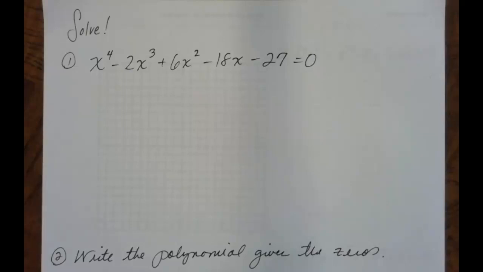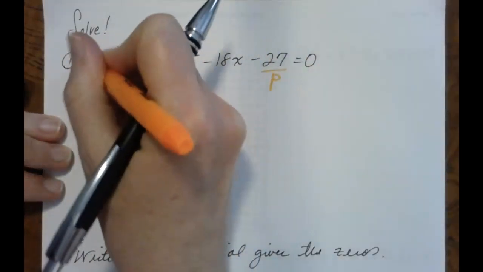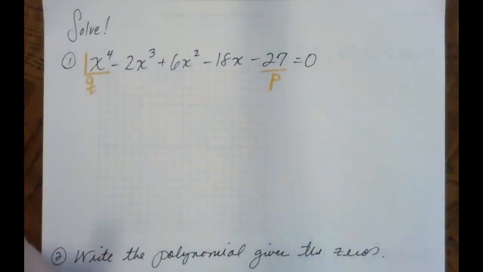Hello, Algebra 2, and we're going to be solving this first problem. Remember, we're going to be looking for P's over Q's. As we discussed in class, there are two different questions here. If we just want to list the P's and the Q's, remember this guy down here is P and this coefficient up here is Q.